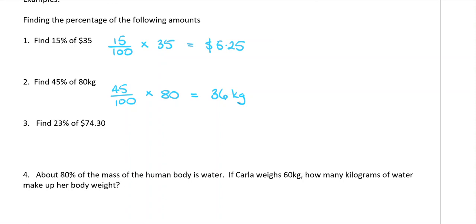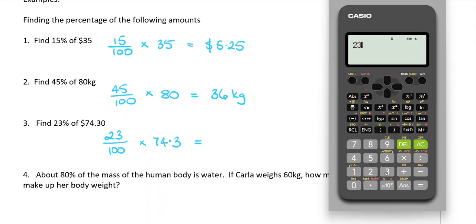Question 3, back to money again. See if you can show me the working out before I do it. 23% of 74.3. Try, Ashley, can you do the working out part? How'd you go? So the working out should be 23 over 100 times by 74.30 if you want to put the 0 on it. And let's type it in.